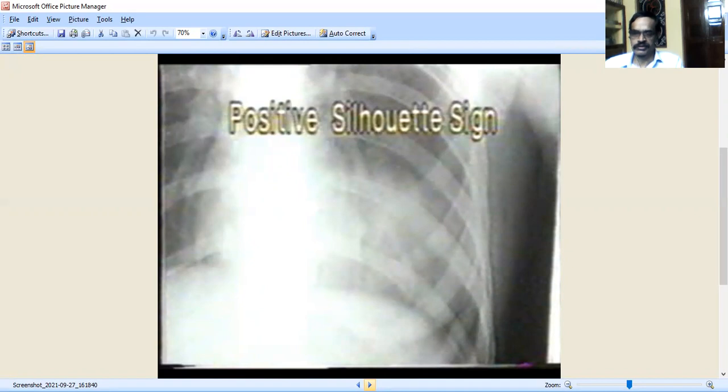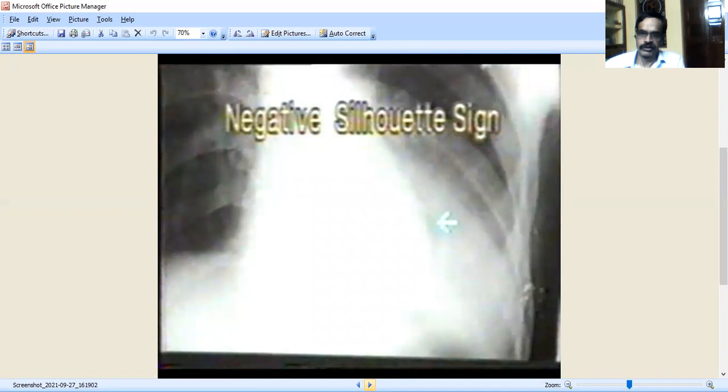It is in the lingular lobe because the cardiac border is affected. The consolidation is in the lingular lobe. Isn't it? Here it's a negative silhouette sign. You can see white haziness in the left lung, isn't it? It is clearly seen at the left cardiac border. The left cardiac border is not silhouetted. So it is in the left lower lobe. Consolidation is in the left lower lobe, isn't it?